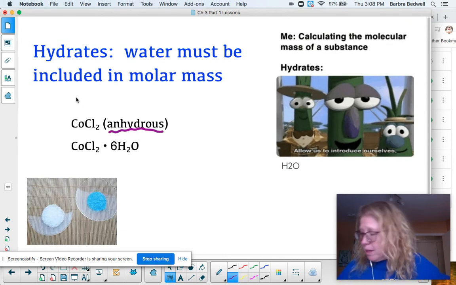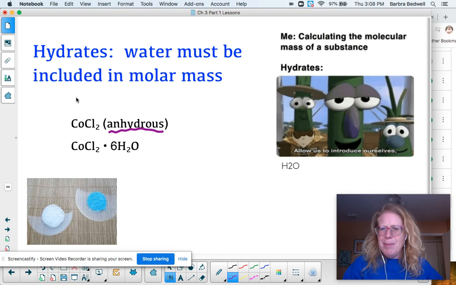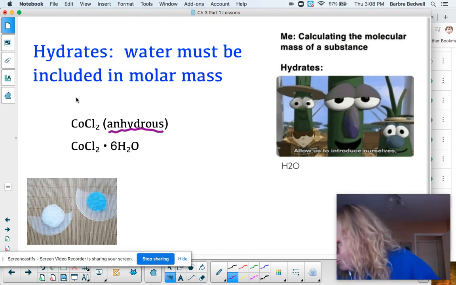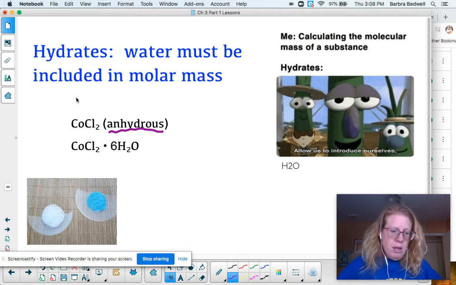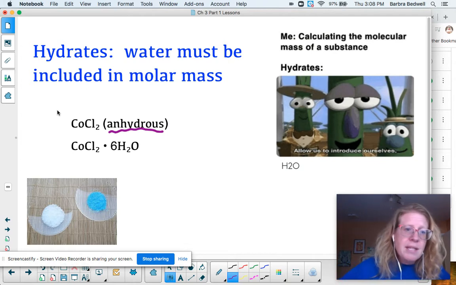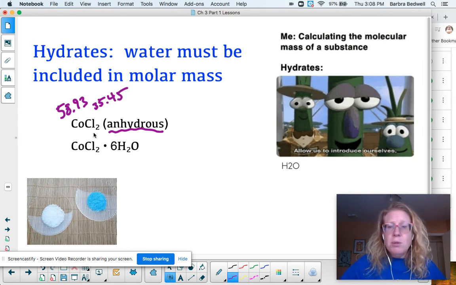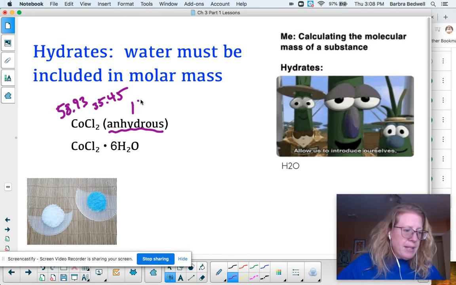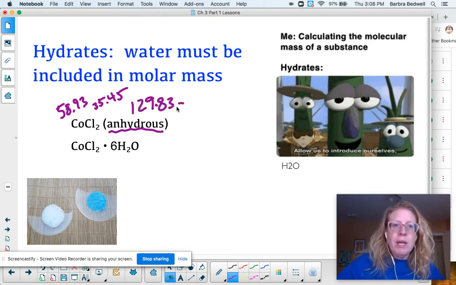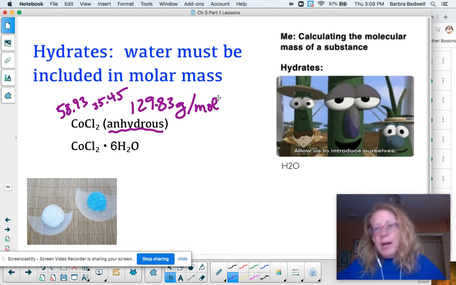So copper chloride, by the way, cobalt chloride. What am I saying? Copper. Nice. Good job, me. Cobalt chloride. Cobalt's pretty heavy. I got to find it. 58.93. So this guy, 58.93. Chlorides are 35.45 each. So the molar mass of cobalt 2 chloride is 58.93 plus 35.45 times 2. So the anhydrous mass, 129.83 grams per mole. Okay, fine, no problem.